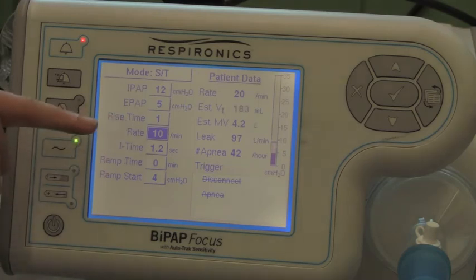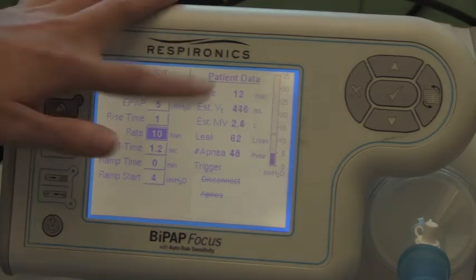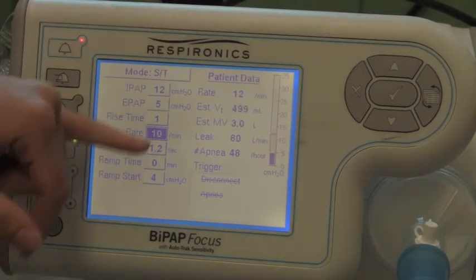The ramp time, like in CPAP, we said, is not used in acute settings, so it'll be discussed further in a teaching session. So the patient data is the same as in the CPAP video.